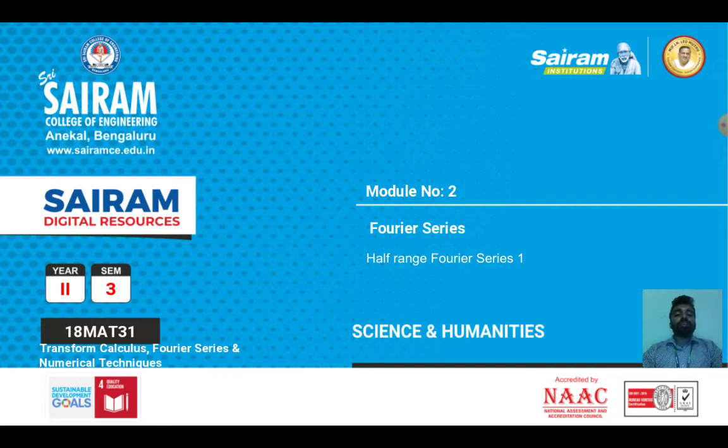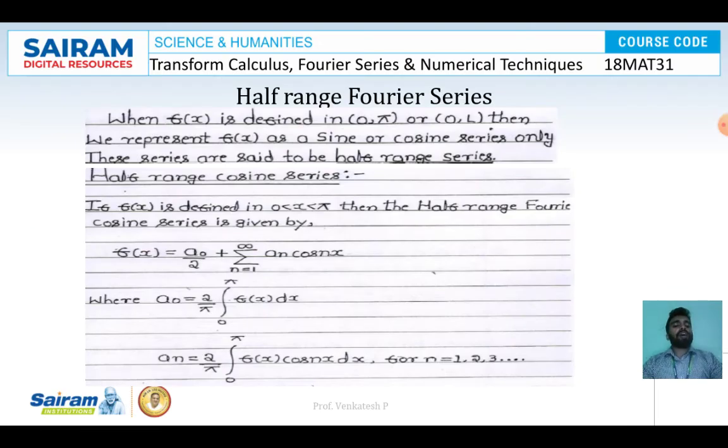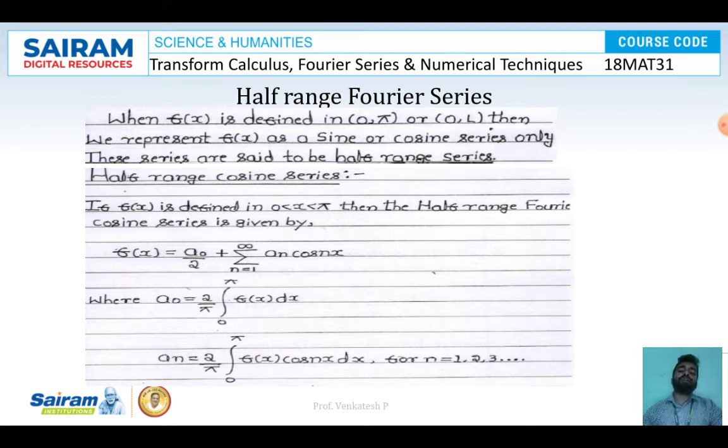In this lecture video, we're going to discuss half-range Fourier series. So first, we will learn what is a half-range Fourier series. When the function f of x is defined in the interval 0 to pi or 0 to L, then those kinds of functions can be expressed in terms of only sine or only cosine series. So these kinds of series are said to be half-range Fourier series.